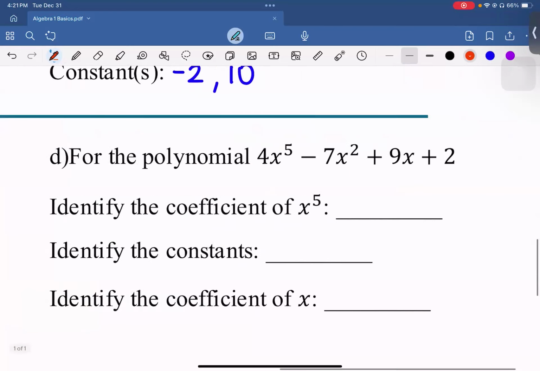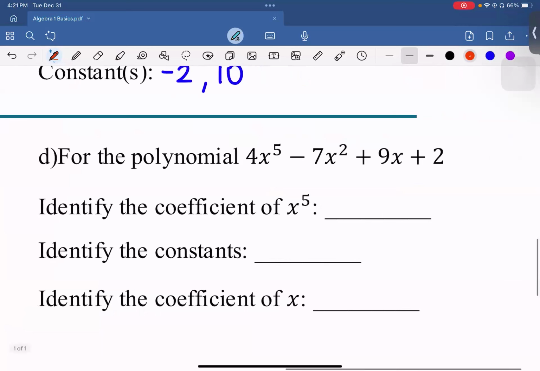Now, D has something a little similar. We have another polynomial. It says to identify the coefficient of x to the 5th power. Again, I'm going to look for x to the 5th power, and I'm going to take the number that's right in front. So we have a 4 here. Identify the constants. So here, again, we're looking for the number without a variable. And in this case, it's going to be our 2. Our 2 doesn't have a letter next to it.